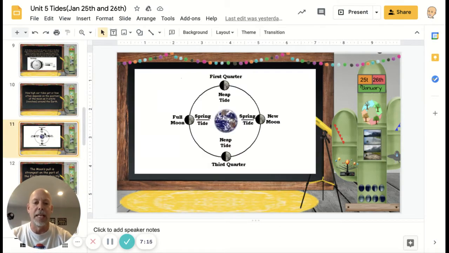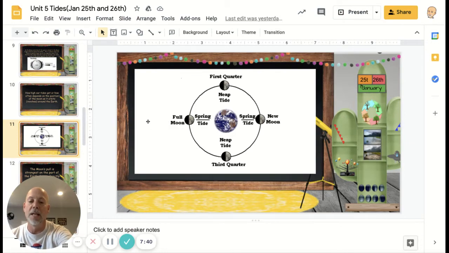So here you'll see we have 4 lunar phases to look at in relationship to tides. So here's the Earth in the middle, okay? And this is the moon. So if you look, we'll start at the new moon because that's usually the easiest way to start. You're going to see the new moon, okay? With the new moon, you're going to have a spring tide, okay? Because the sun is going to be over here.